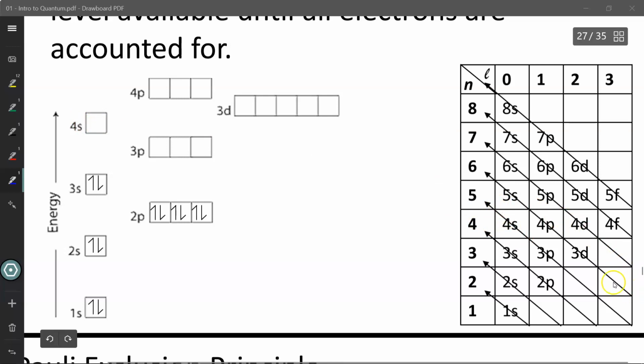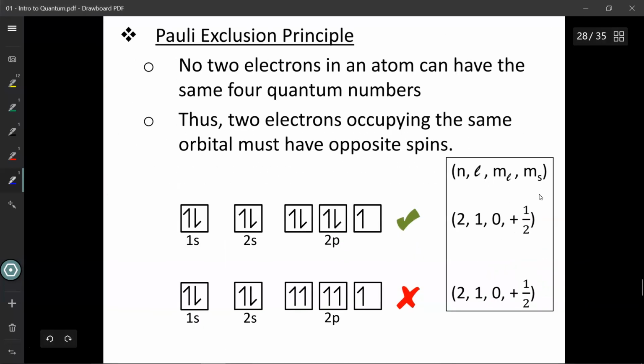We got to start the next arrow. 3d is next. After 3d, now we can continue on to the 4p, 4p followed by 5s. Once the 5s orbital is filled, this arrow is over. Got to start the next arrow, and we can start adding in to the 4d orbital, followed by 5p, 6s, and so on and so forth. As I mentioned before, we don't have to go past this point because every element on the periodic table fits within these orbitals. Alrighty, so the next principle we need to look at is called the Pauli exclusion principle.